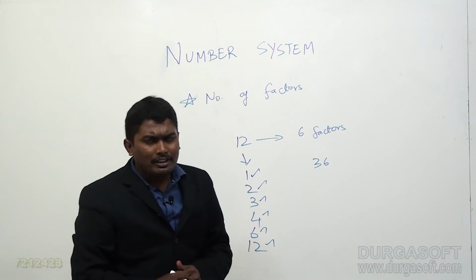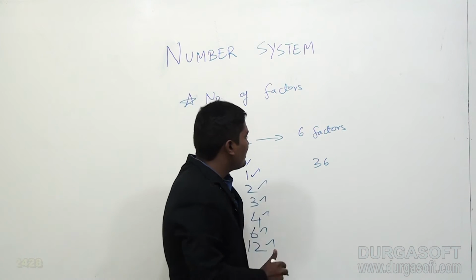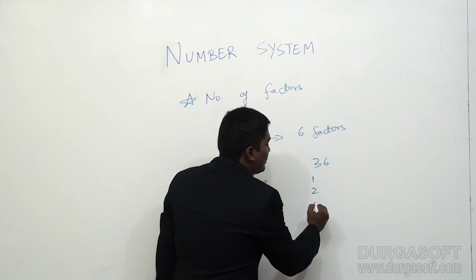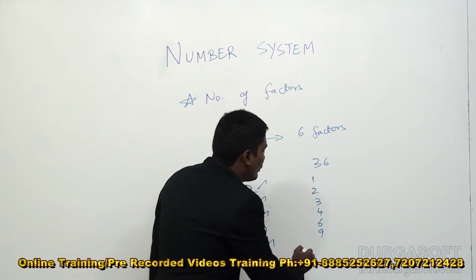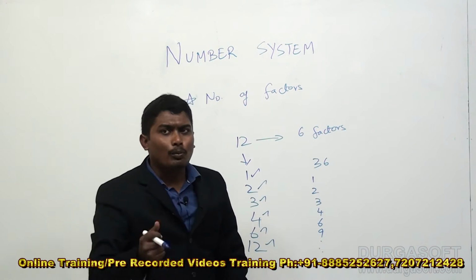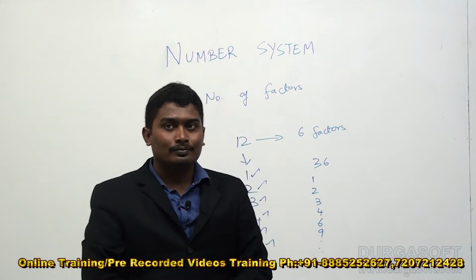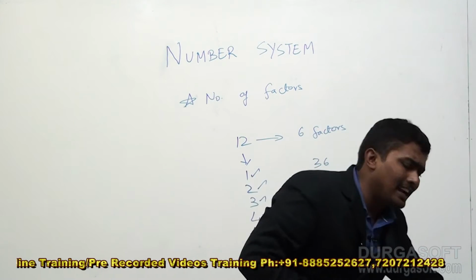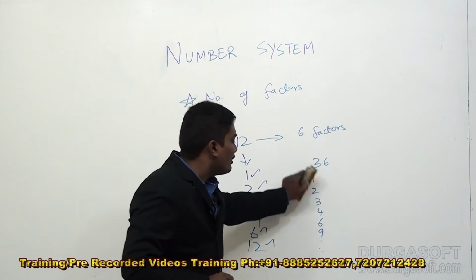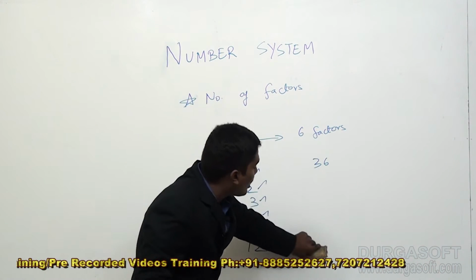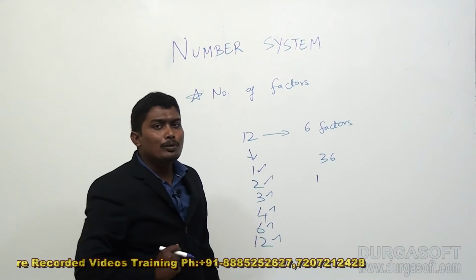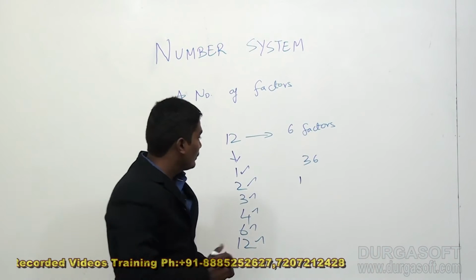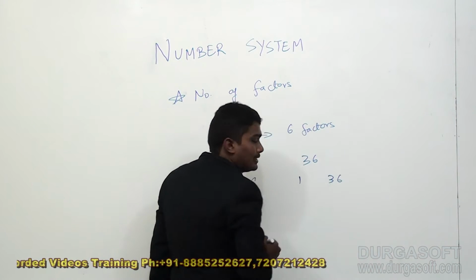So if I am trying to write the factors one by one, 36 is divisible by first table, second table, third table, fourth table, sixth table, ninth table. So when I am trying to write one by one like this, there is a possibility that I might miss out some number. So I will follow a small strategy in this case. I will write it in pairs. So if I am writing 1 into which number will give me 36? 1 into 36.